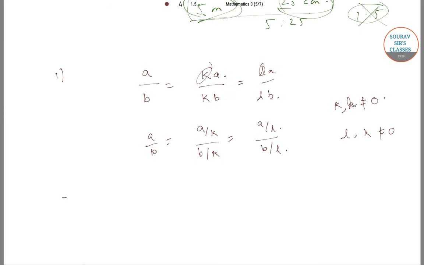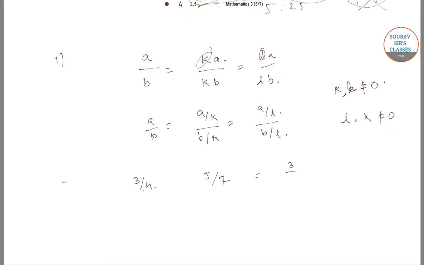Next is that the ratio of two fractions can be expressed in the form of ratio of two integers. Suppose we have two fractions, 3 by 4 and 5 by 7. So the ratio between these two fractions is equals to 3 by 4 divided by 5 by 7, which is equals to 3 into 7 divided by 4 into 5, which is equals to 21 by 20 or 21 is to 20.